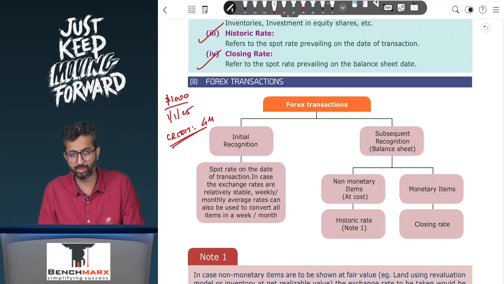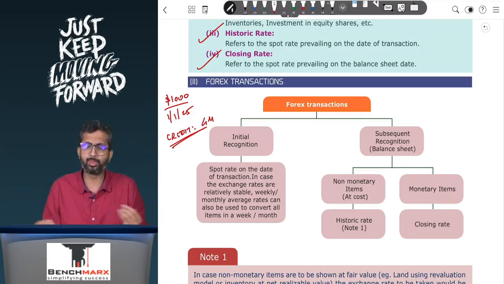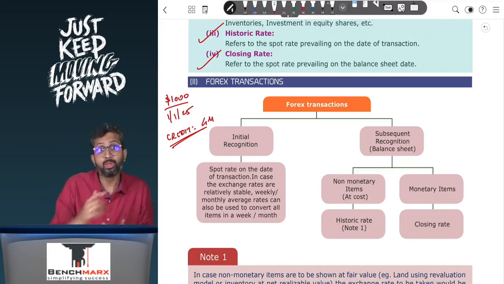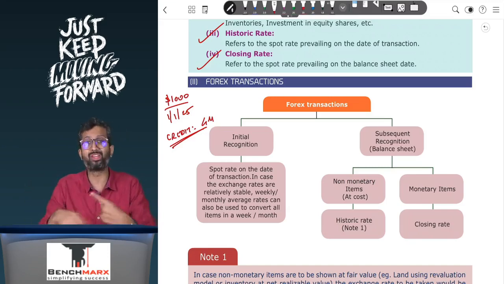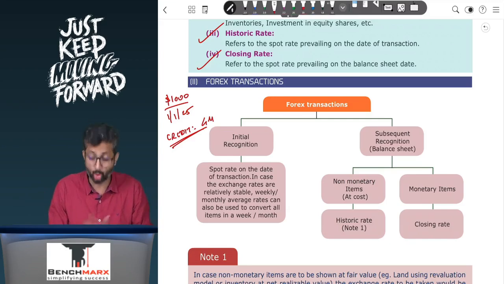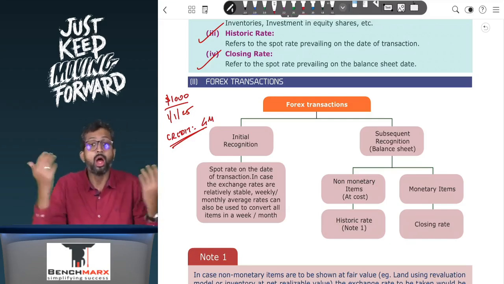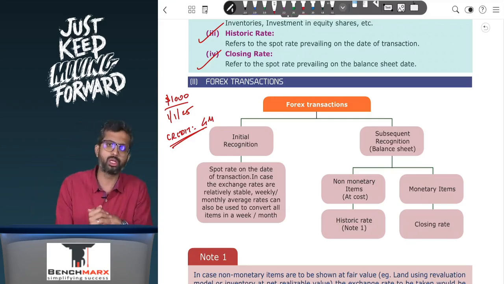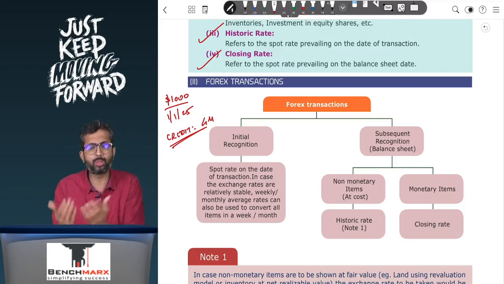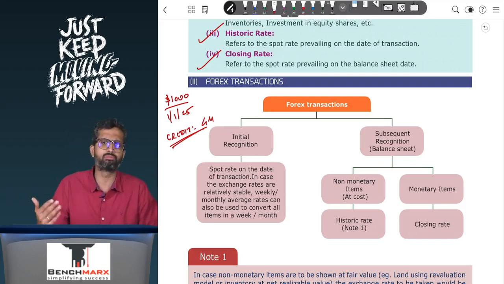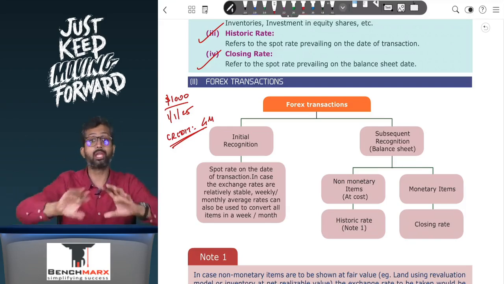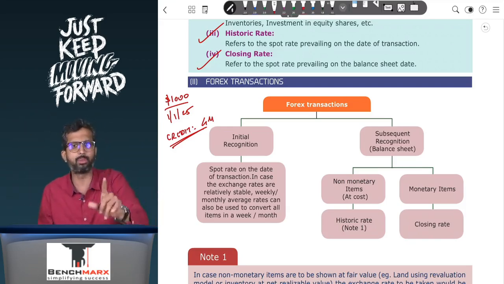Now come 31st March, the land is still appearing at 80,000 rupees, but the closing rate is 85. Should you remeasure it to 85? AS11 says no. Why? Because it is a non-monetary item. The logic over here is, for a non-monetary item, the amount appearing in the balance sheet should be $1,000, let's say, into 85, and hence you might book a 5,000 gain if you convert them into closing rate.